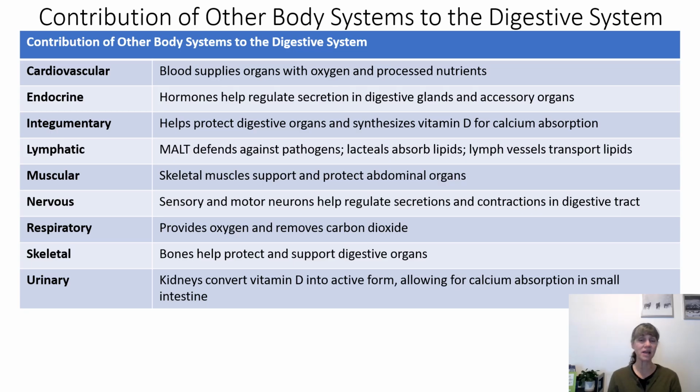Our endocrine system makes sure that we have hormones that can regulate secretion in digestive glands and accessory organs. Our integumentary system helps protect the digestive organs, as well as synthesizes vitamin D for the absorption of calcium. Our lymphatic system includes mucus-associated lymphatic tissue, which helps defend against pathogens. We also have lacteals, which absorb lipids, and lymph vessels that help to transport lipids.